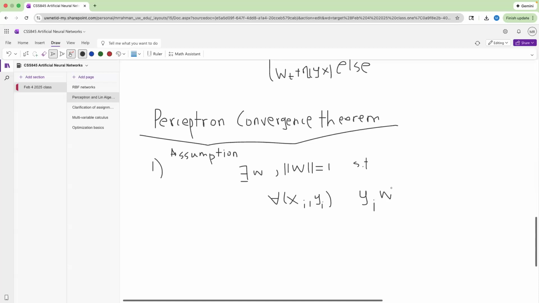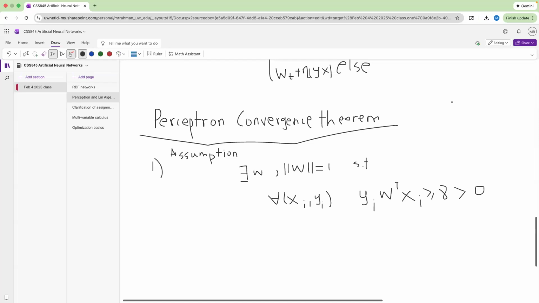That means that for every such data, if you compute this value, yi times w transpose xi, you're going to find that this will be positive, right? And there is also going to be a separation between 0 and this number, and that separation we're going to call gamma. Okay, so this is an assumption we're going to make.